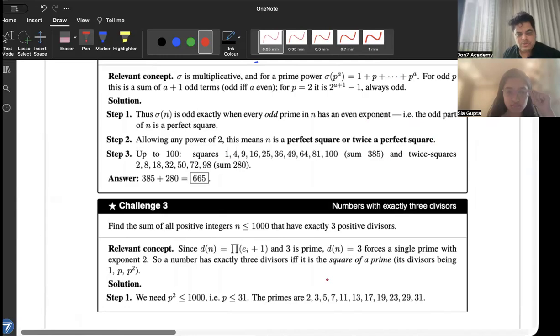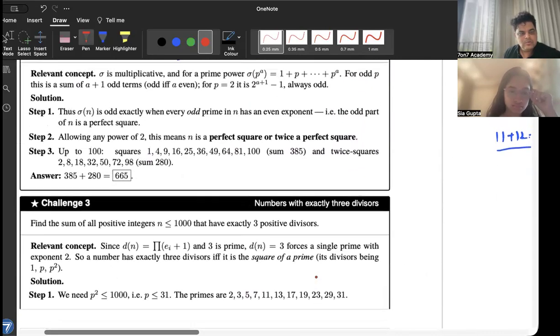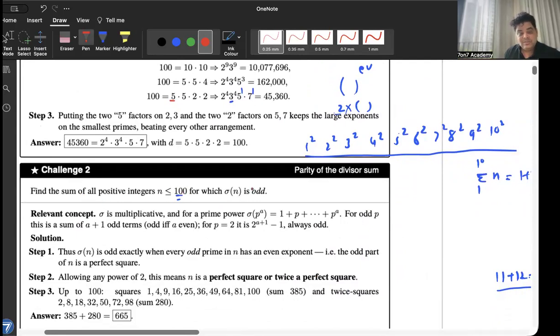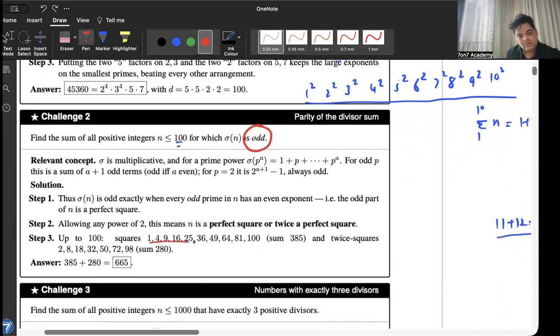So what was the question saying? Question 2 was: find the sum of positive integers n less than, for which the sum of the integers is odd. So for the sum to be odd, n is either a square number or a multiple of two of the square numbers. So these are the square numbers that we have. Okay, so if you add them, then you know the formula. What would be the summation of that?